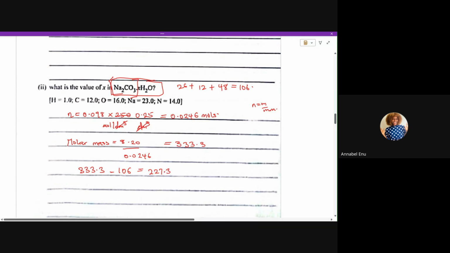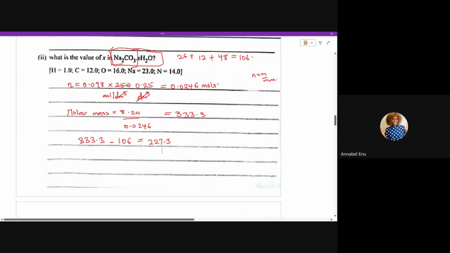So that is to say, only this hydrated form, this XH2O, is going to be occupying this 227.3. Okay, that's the water part. The H2O part is this 227.3, because what we subtracted is just the tricarbonate part from the molar mass of E.